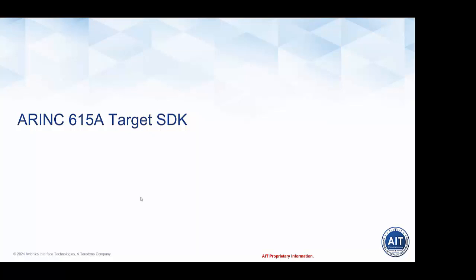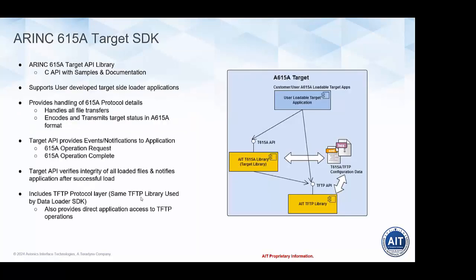Moving on to the target SDK. Showing the components of the target SDK over here. So just the same architecture as the data loader SDK. You have the TFTP library and the TFTP API. It's the same library and the same API that's used on the data loader side. You then have the T615A, or the target side library, that's doing the target side 615A protocol and a C API to that. And your user application has access to both.